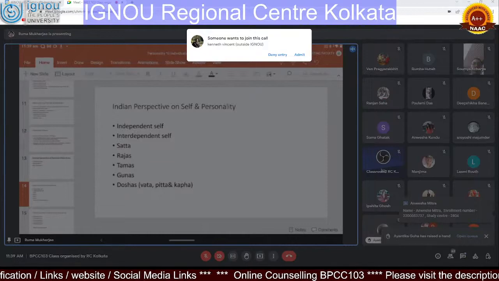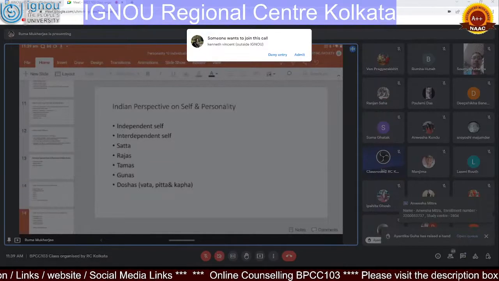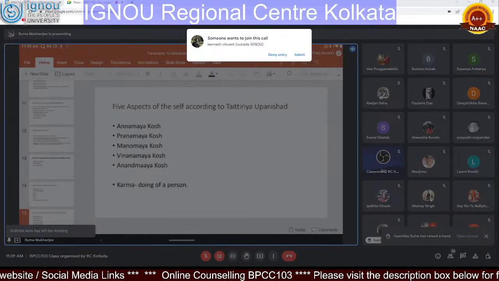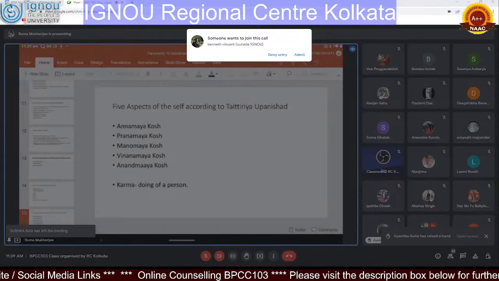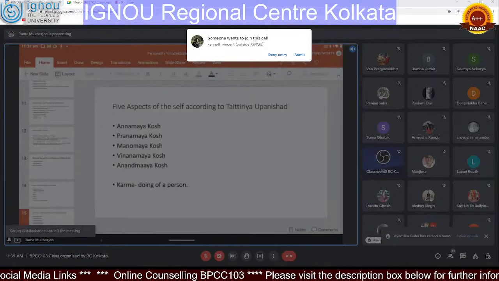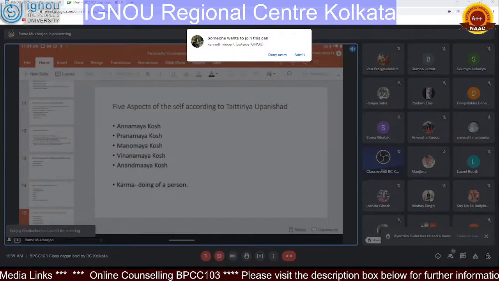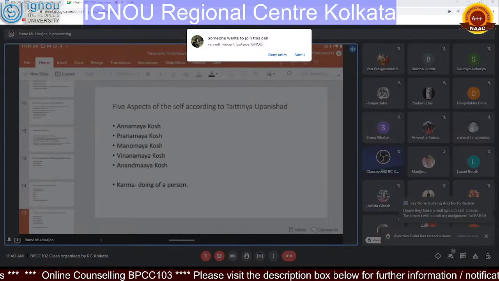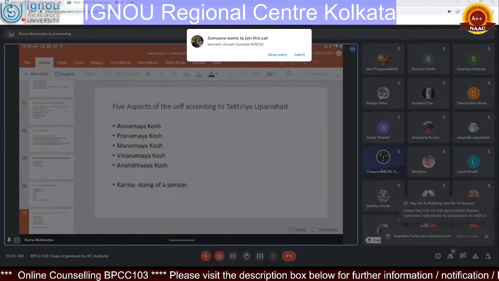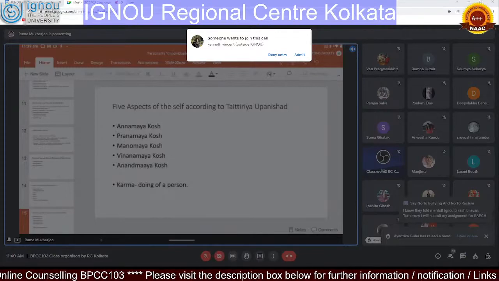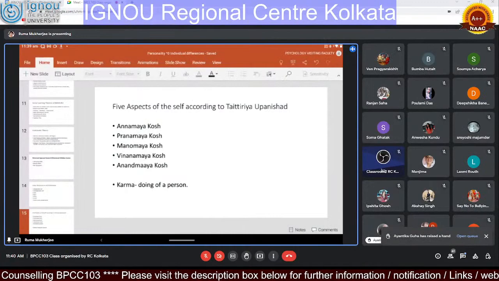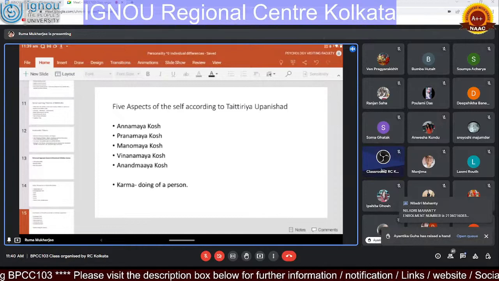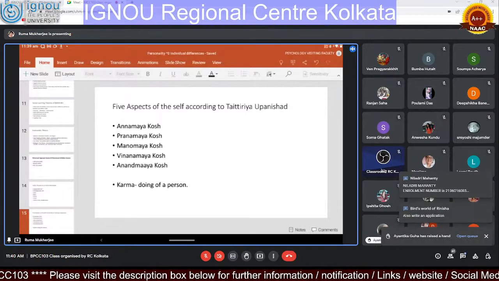Now, after this slide, the next slide is about the five aspects of the self according to the Taittiriya Upanishad. There it is mentioned that the Annamaya Kosh, the Pranamaya Kosh, the Manomaya Kosh, Vijnanamaya Kosh, and the Anandamaya Kosh. This Annamaya Kosh refers to all the physical aspects of the body, anything that refers to the physical body. Then the Pranamaya Kosh refers to the life inside the body.